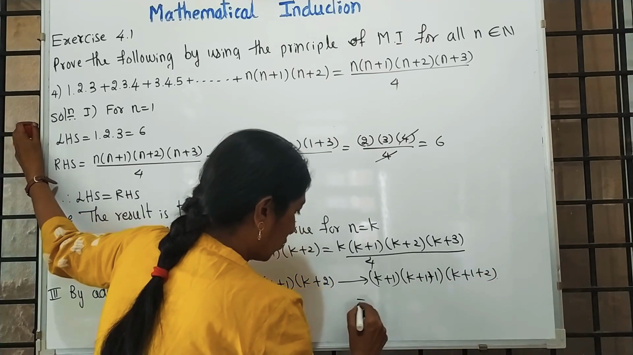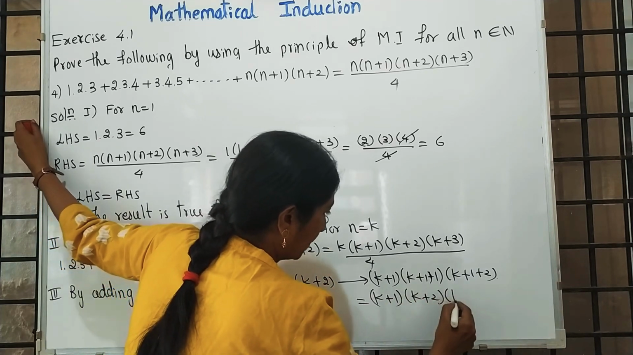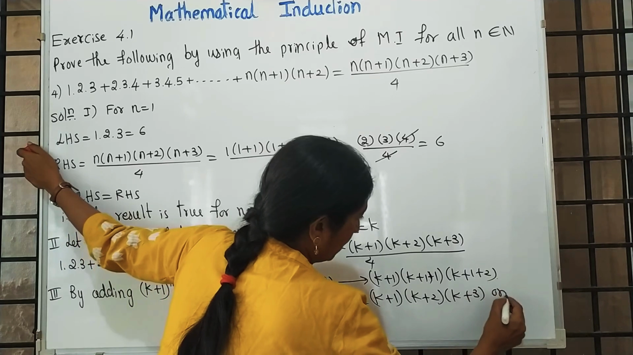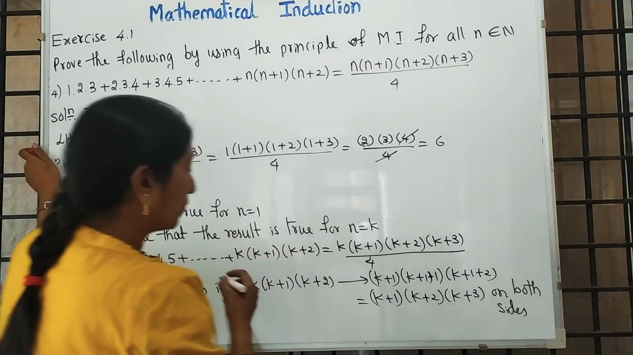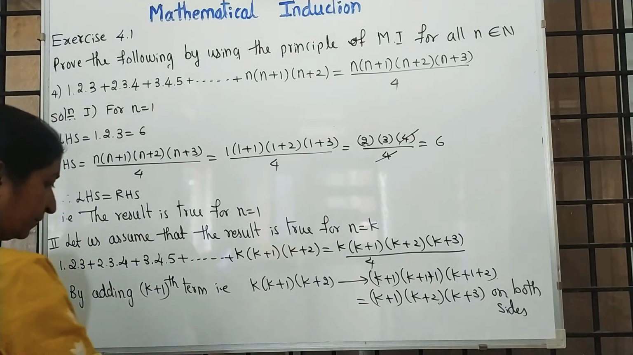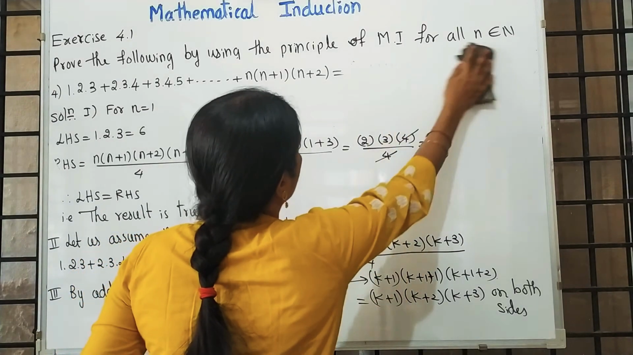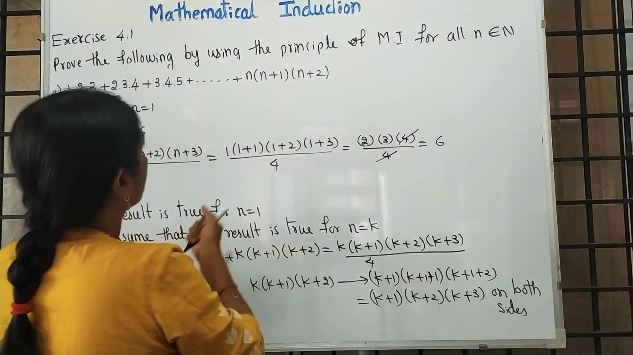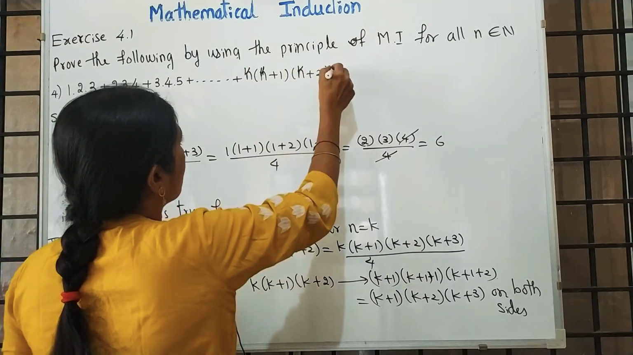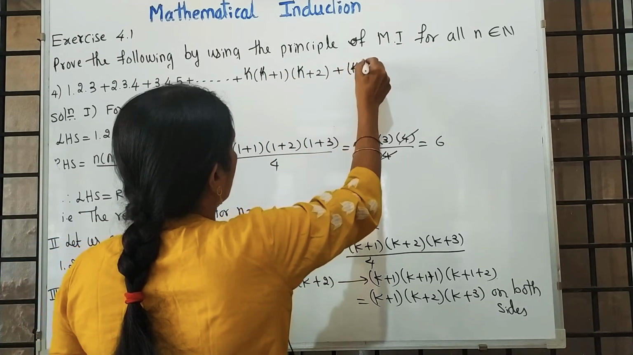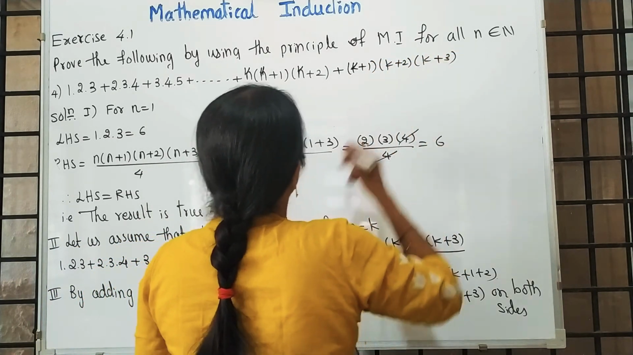That means what we have to add? k plus 1, k plus 2, k plus 3 on both the sides. So you will get k plus 1, k plus 2, k plus 3.